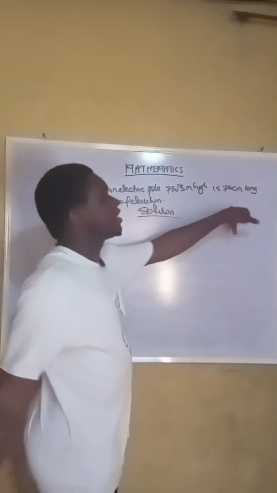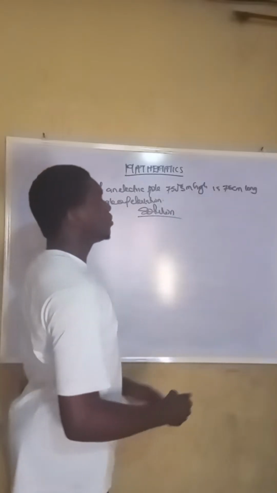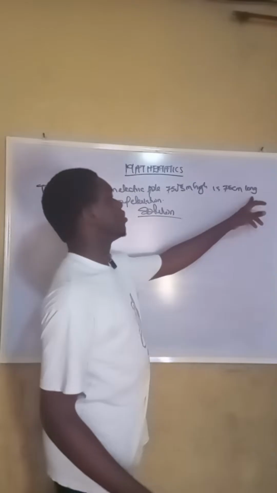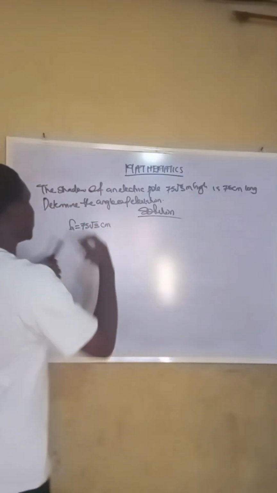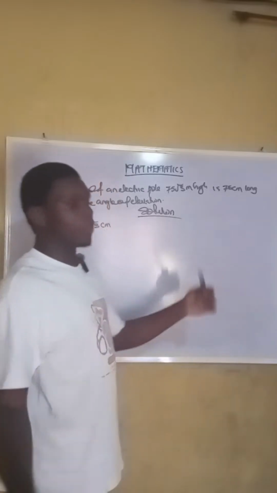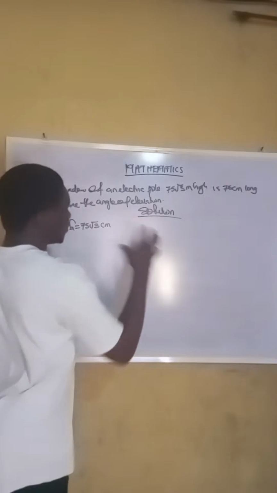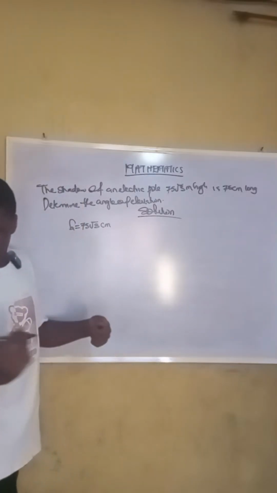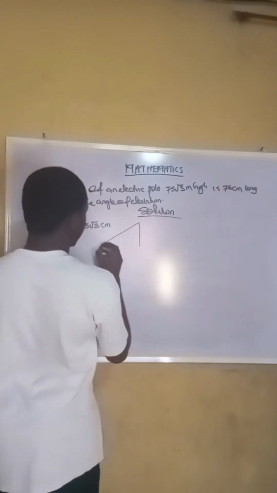So we have the height of the electric pole, and we have the shadow to be 75 centimeters long. That's talking about the shadow now, right? To determine the angle of elevation, how will you calculate for this? So we have the resulting diagram. Let's find the resulting diagram.